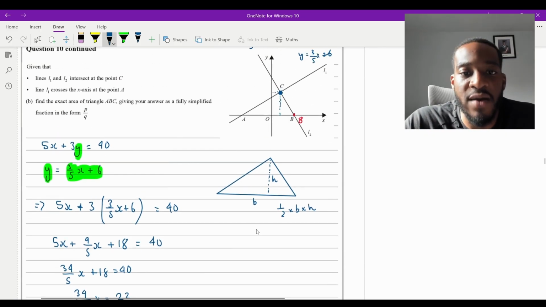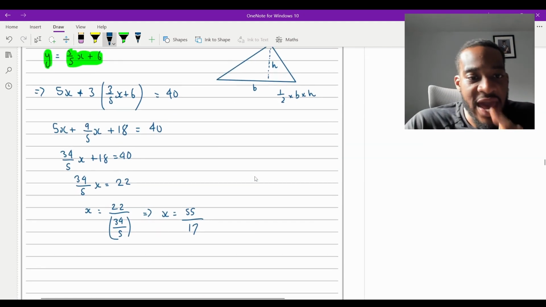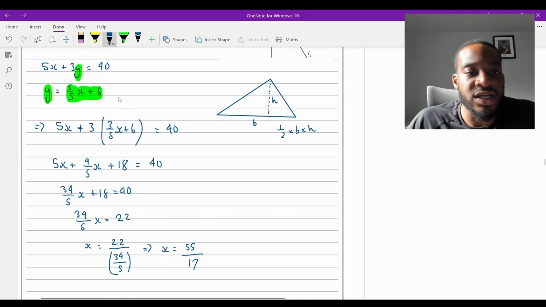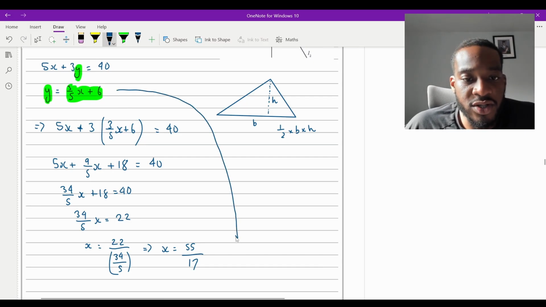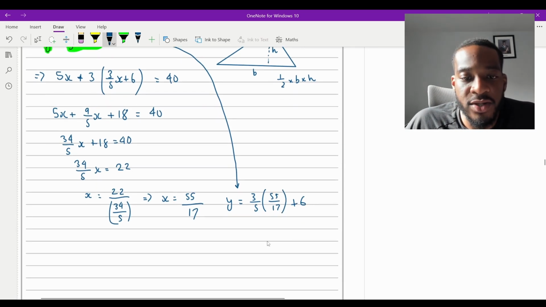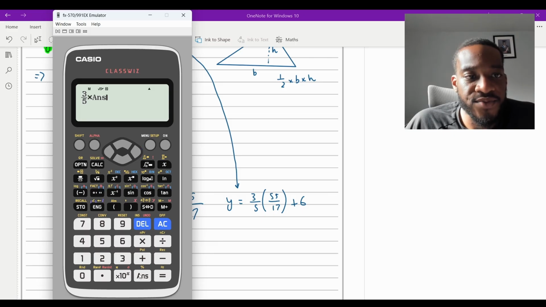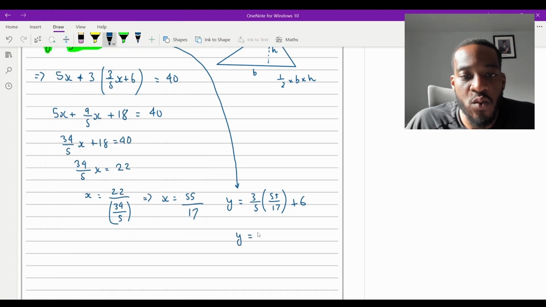But I want the y coordinate, don't I? Because that would be the height of the triangle. So I'm going to plug x into one of these equations here. It's easier to plug it into this one. So I'm going to do that there. That would mean that y is going to equal 3/5 of x, which is 55 over 17, plus 6. So I'll plug that in and see what that gives me. I've got that stored already, so I need to write 3 over 5, and then times my answer, plus 6. That gives me 135 over 17.